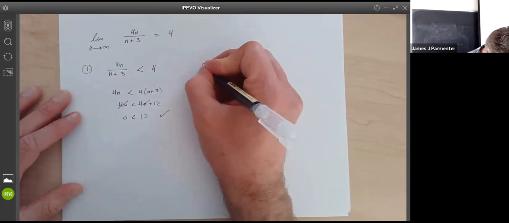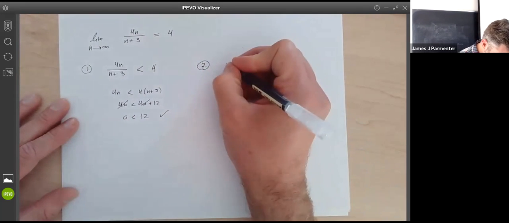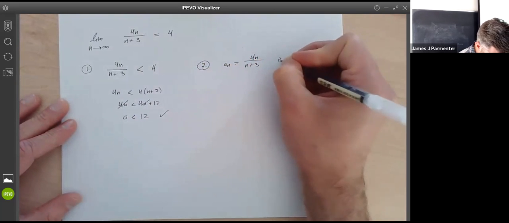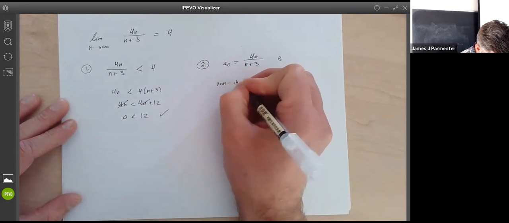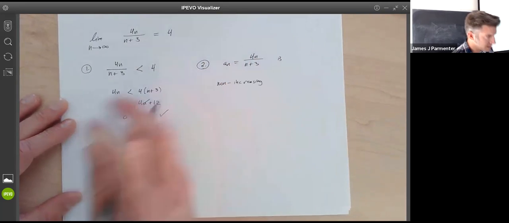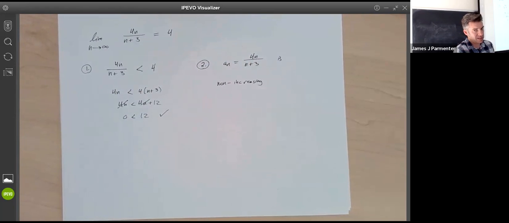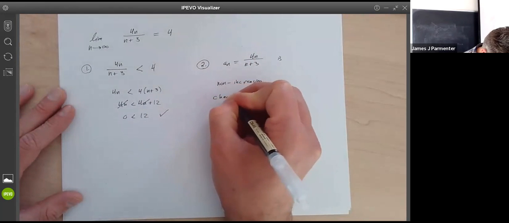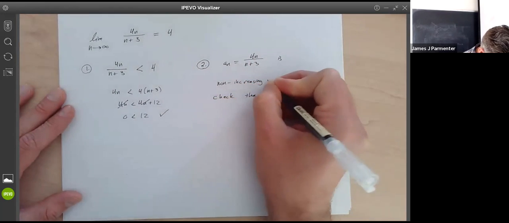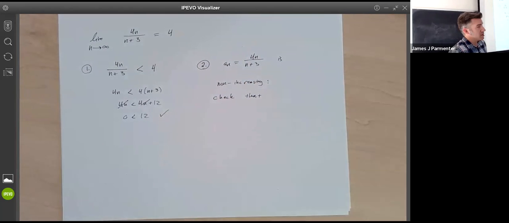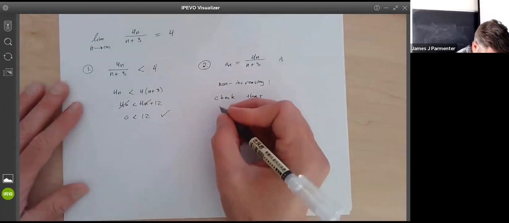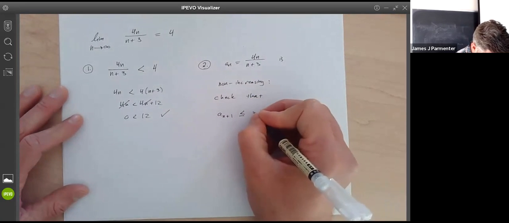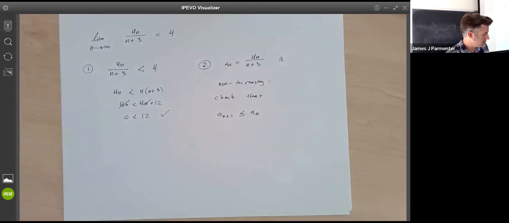The other thing I want to observe is that this sequence is non-increasing. It's not getting bigger. In fact, it's actually getting smaller. Let's see that. So we're going to check that the next term is smaller than the previous term. That is, that a sub n plus 1 is smaller than or equal to a sub n.